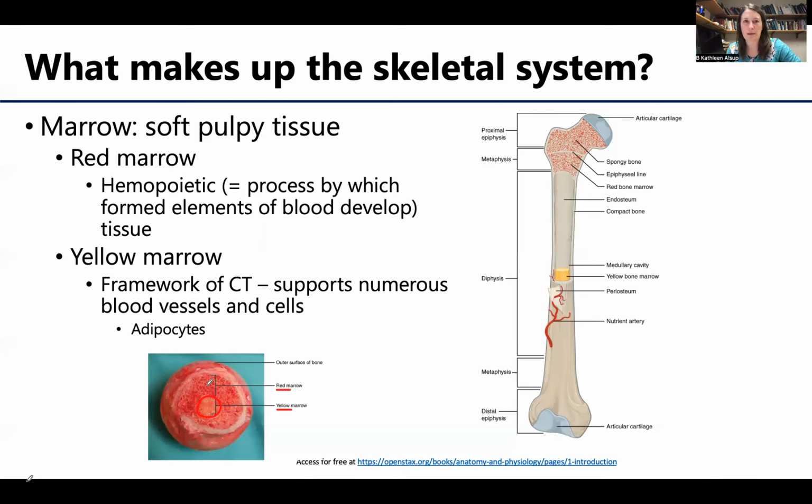That's always been a hard word for me to say. And what that means is that it is blood forming. All right, so this is a structure where blood is actually being formed, specifically the formed elements of blood.